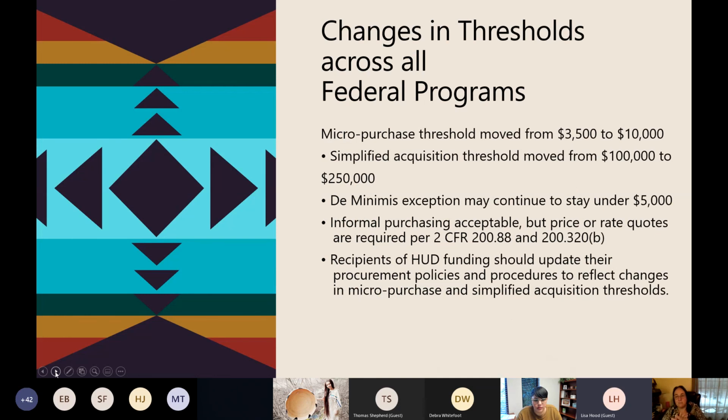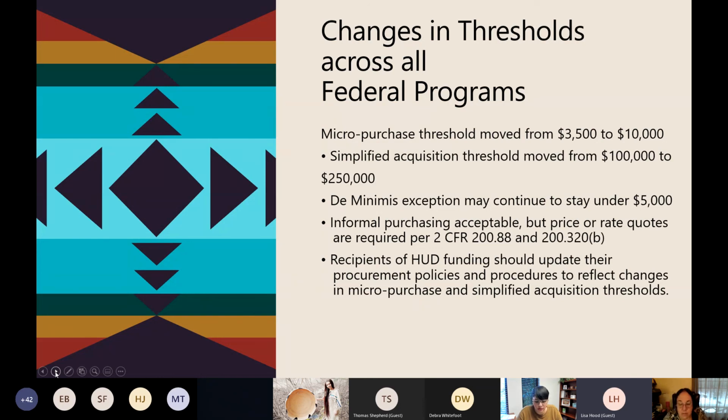The changes in those thresholds across all the federal programs: the micro purchase threshold moved from $3,500 to $10,000. So that's what yours would have probably been. The simplified acquisition threshold moved from $100,000 to $250,000. That's quite a bit of a difference. That's why I want you to check your procurement policy. The de minimis exception may continue to stay under $5,000. Informal purchasing acceptable, but price or rate quotes are required. Go to 2 CFR 200.320. Like I said, if nothing else, learn how to use those three documents too.